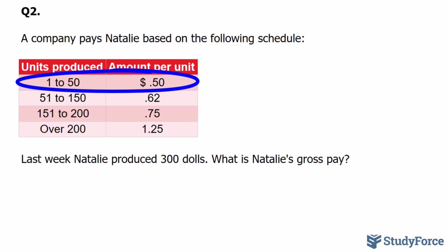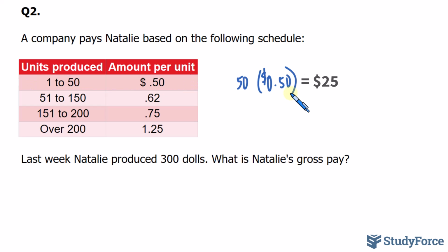Well, for the first 50 dolls, she will get paid 50 cents. So we know she produced 300. That means after the first 50, we still have 250 left. Let's go ahead and calculate how much she made for the first 50. We'll take 50 times 0.50 or 50 cents per doll. Notice that I'm not including the units for simplicity. So that's the pay for the first 50. And note that these two are being multiplied.